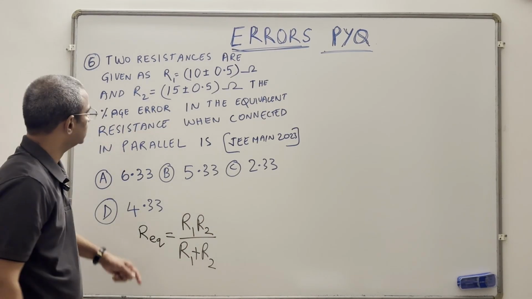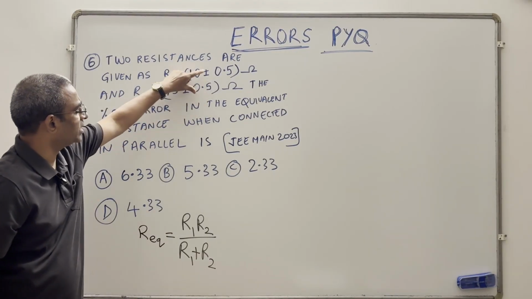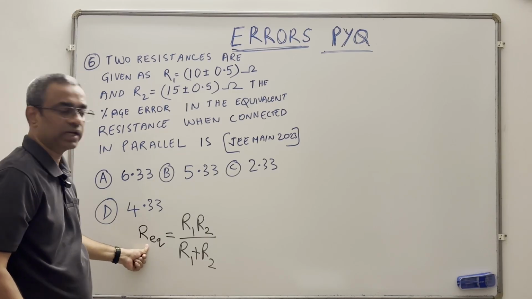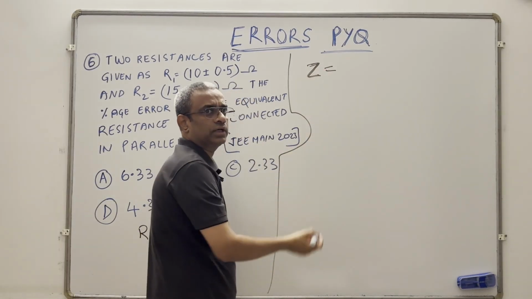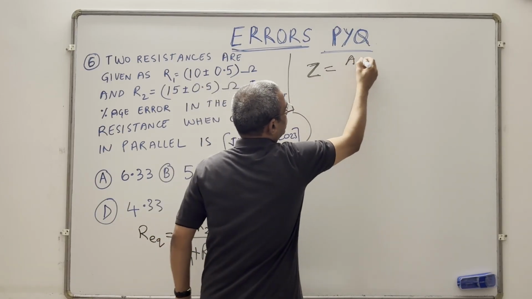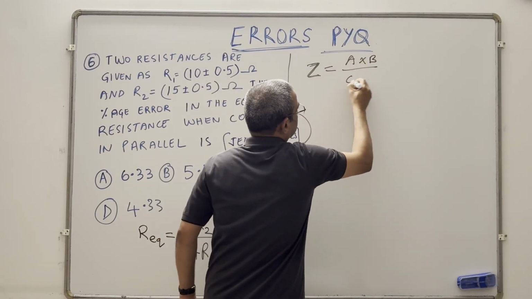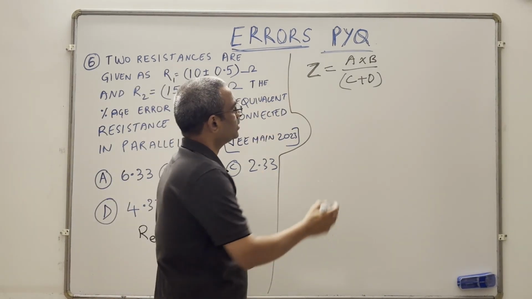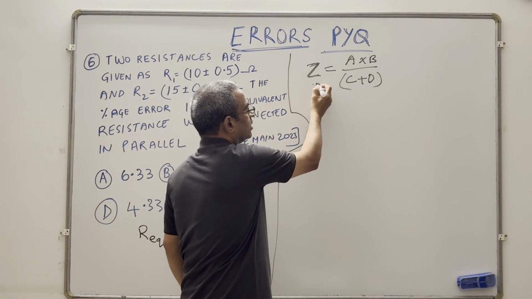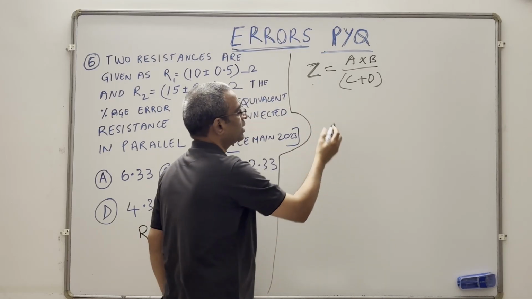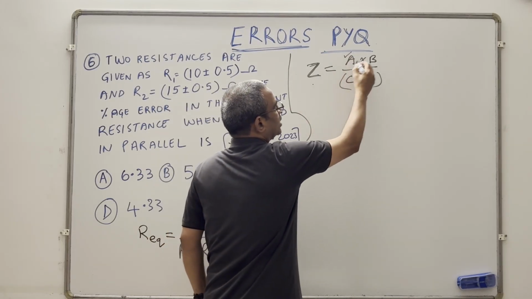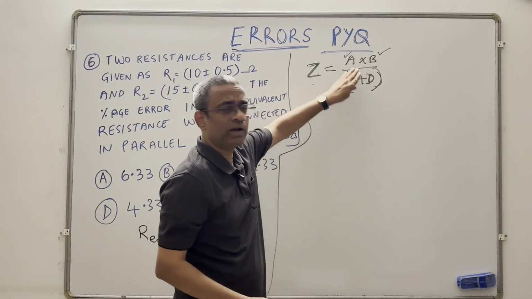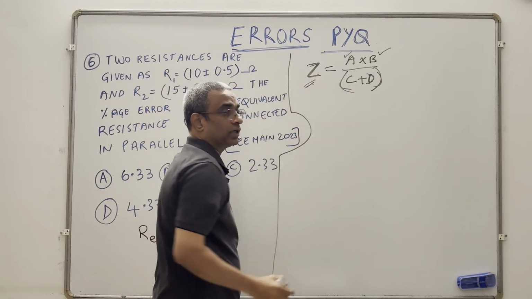So what they are asking is, if these are the variations in R1 and R2, what is the percentage variation in R equivalent? Let us say there is a quantity Z which is equal to A into B by C plus D. If this is the quantity Z, then the relative error in Z or the percentage error in Z can be calculated by adding the percentage of error in A, percentage of error in B and the percentage of error in C plus D. If we add all of these, that would be the percentage of error in Z.